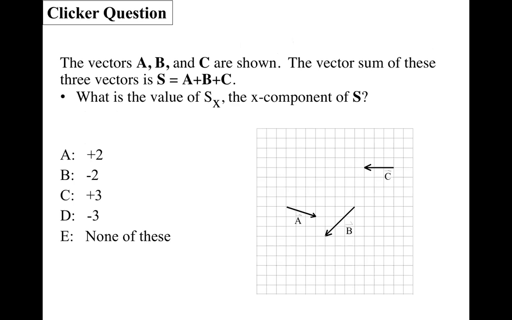So let's take a look at this question. You have now 3 vectors. We are seeing the advantage of using addition by components, because if you were doing the head to tail, you need to add all 3, and that might be very difficult. So S is A plus B plus C. Now, what is the value of S sub X, the X component of S? Which one of these do you think is correct? I'm going to let you vote on this.